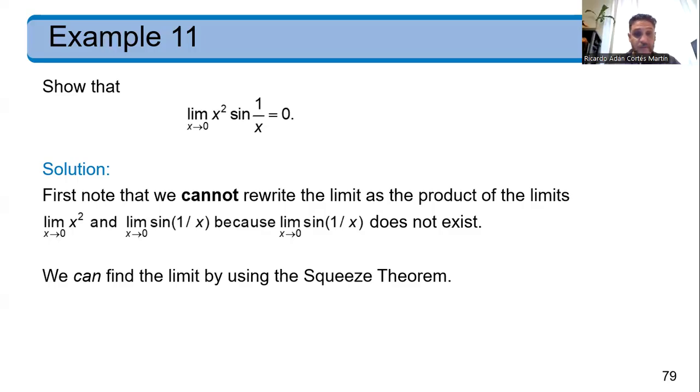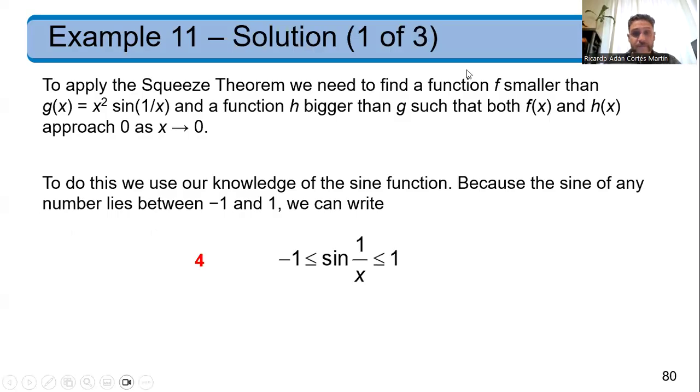So first, notice that, what is the value of the sine of 1 over x? Or where is it going to be always? It is always going to be bounded by -1 and 1, because the sine function does this, okay? It always oscillates between -1 and 1. So it's always on that range.